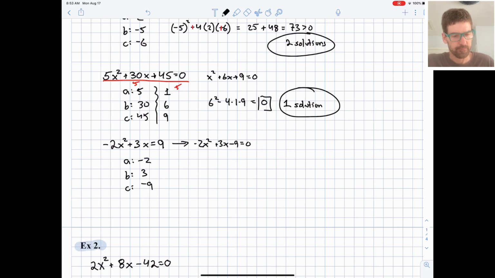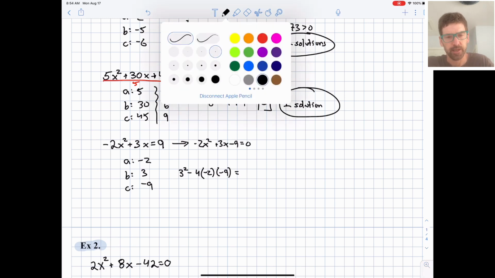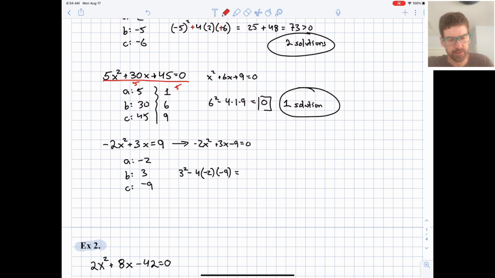we have b squared minus 4ac again, so 3 squared minus 4 times negative 2 times negative 9. Again, be careful with those negatives, and I suggest just writing it all out so you can see it written down and not trying to do it all in your head. So I can turn 2 of these negatives into a positive because 2 negatives will multiply together to be a positive, but it looks like I still have a negative sign left over.